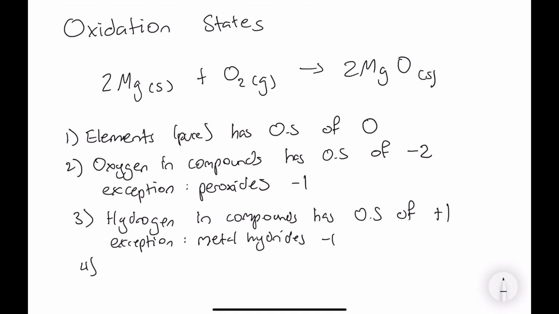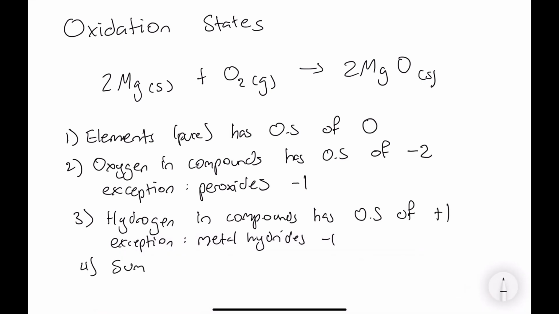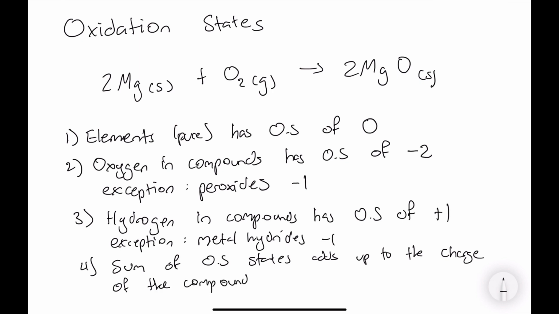And the fourth one is that the sum of oxidation states adds up to the charge of the compound. So if it is neutral, like if it doesn't have an assigned charge like magnesium oxide, then the oxidation states add up to 0. But if it has a charge like -1, the oxidation states have to add up to -1.